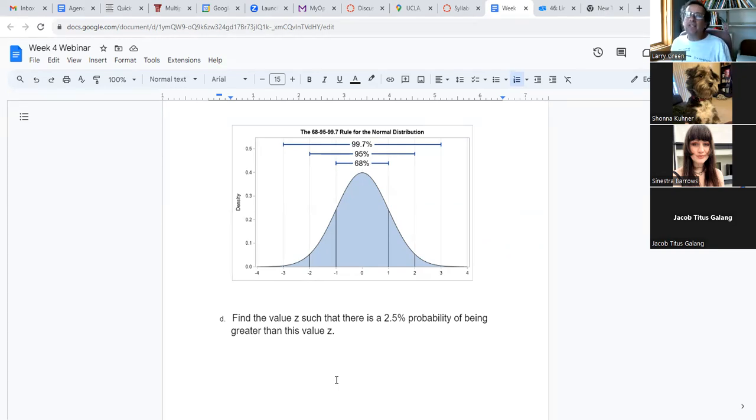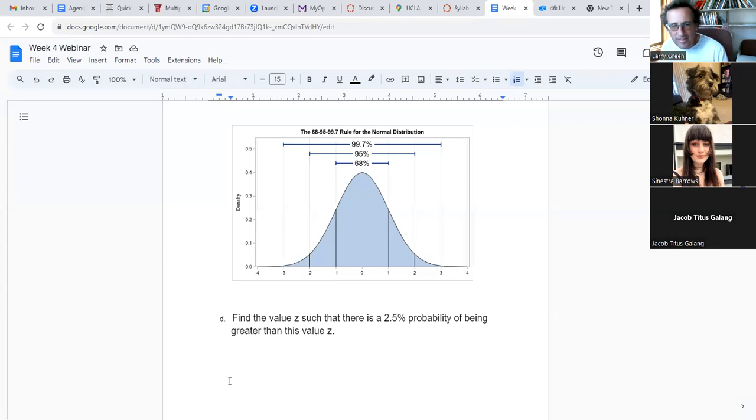Sometimes you are given the values, in this case we're calling it z for the standard normal distribution, and you want to find out the probability of being between those values. But then there's other times when you're given the probability and you want to get back to z. So let's see what we got. Find the value of z such that there is a 2.5% probability of being greater than this value. Any questions on this idea? Okay, so the idea is there's going to be some value where if you look at the area to the right, because greater than is to the right, that'll be 0.025. Okay, or 2.5%.